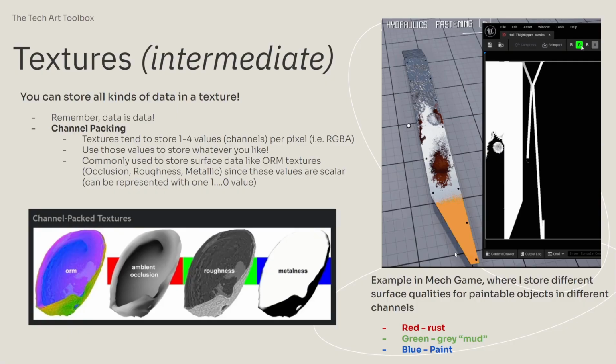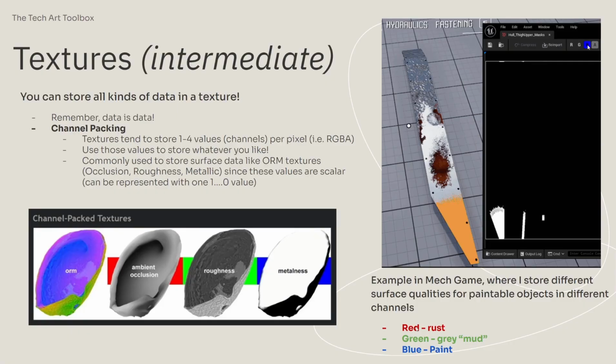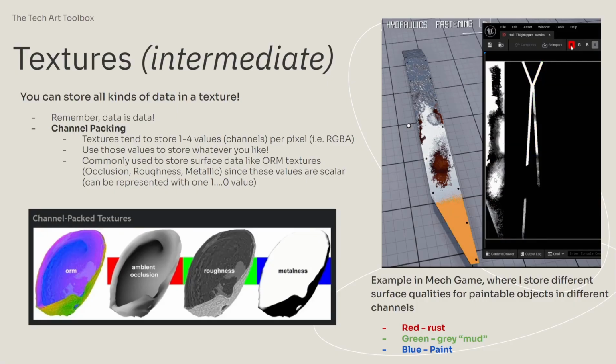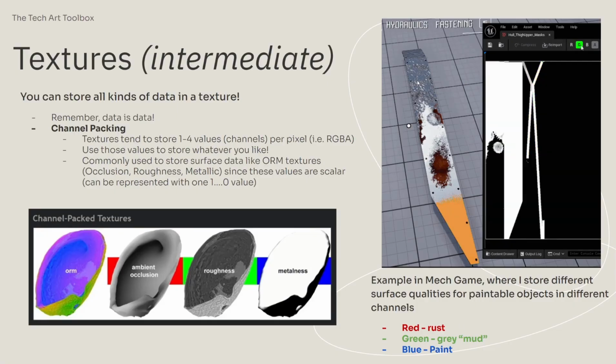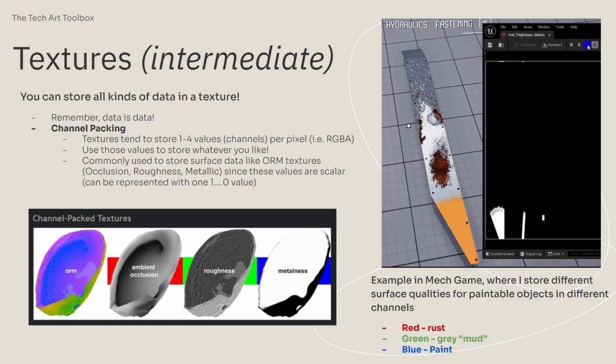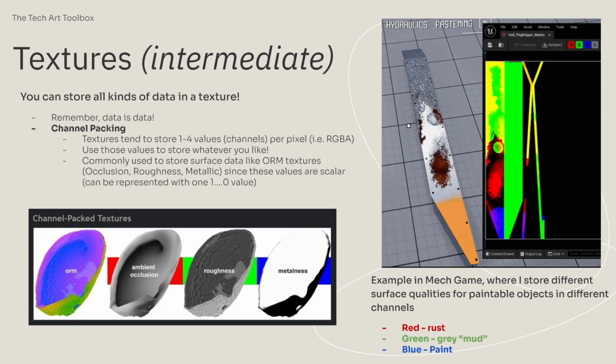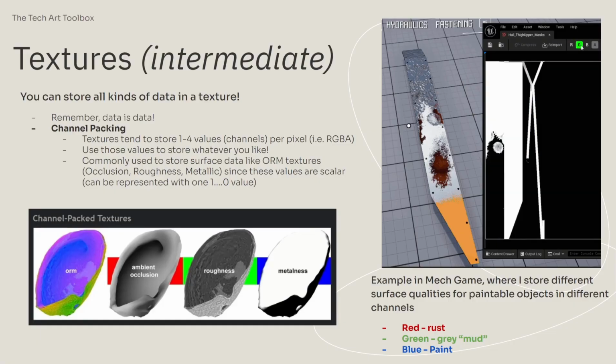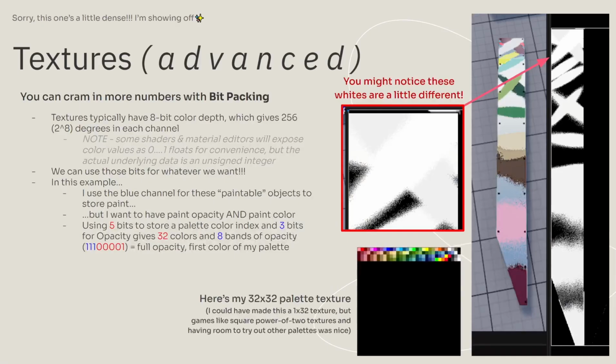One example: I'm doing a mech game, and I'm using the red channel here in this render target for rust. You can see here, that's rust. Green is the mud, and blue is paint. And so whenever you're cleaning up the surface, I'm just affecting that one channel based on what tool you're using. A little more complicated.